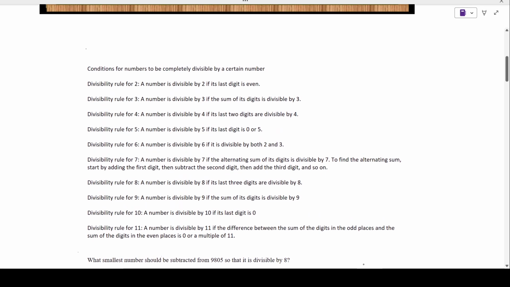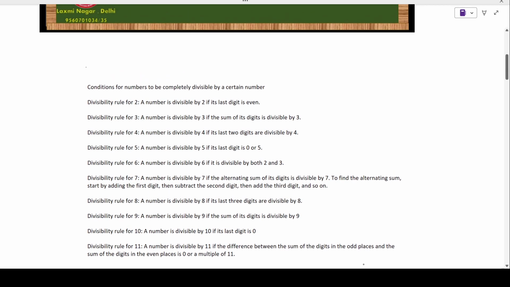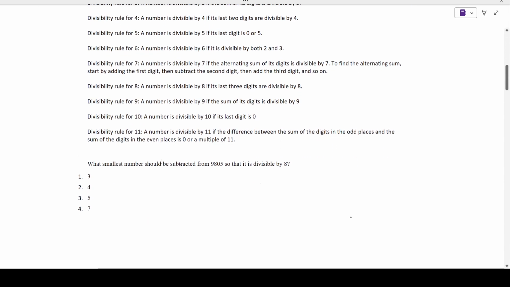So here are some conditions which are to be fulfilled if the number is to be completely divisible by the given numbers such as 2, 3, 4, 5, 6, 7, 8, 9, 10, 11. We won't be seeing divisibility rules for numbers after 11 because they won't be needed in solving the questions. So let's proceed to the questions.